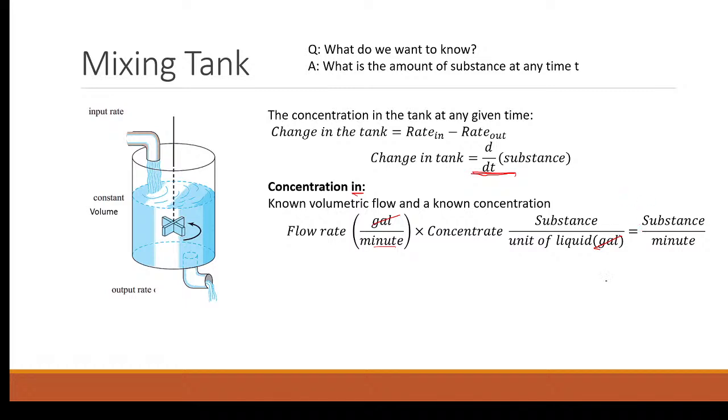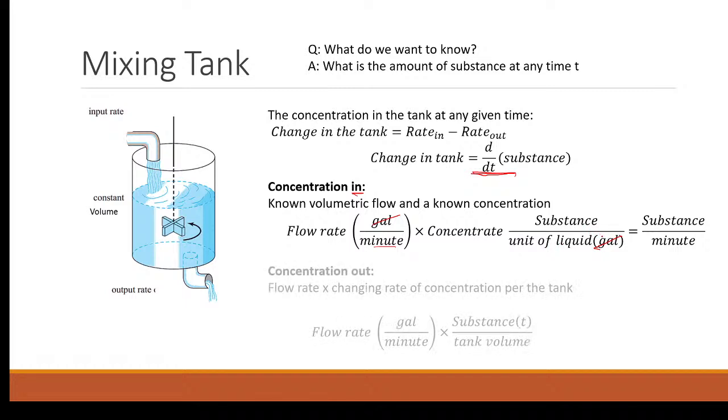Now how are we going to describe what's going out? Remember, that is not known, and that is constantly changing. So what's going out of the tank, you can look at that through these terms. What's going out is still going to be a flow rate, but we've got a changing concentration per unit in the tank. So whatever this volume is, when this starts out, there's some amount of substance per the volume.